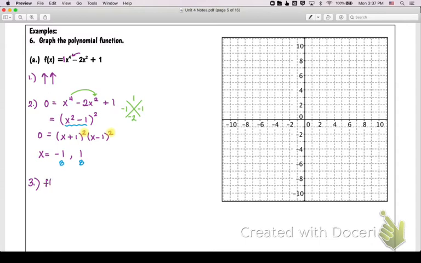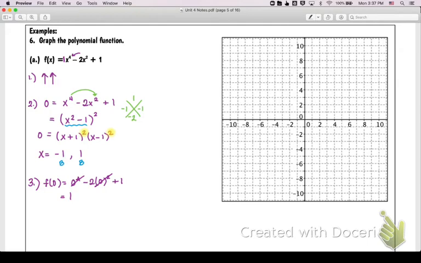Y-intercept, f of 0. Well, when I plug that in, I'm going to get 0 to the 4th minus 2 times 0 squared plus 1. Well, that's 0, so we just get 1. So that's our y-intercept. Now, you may notice with this function that it has y-axis symmetry. If you don't notice that, that's okay. It's not going to prevent you from getting a good graph.